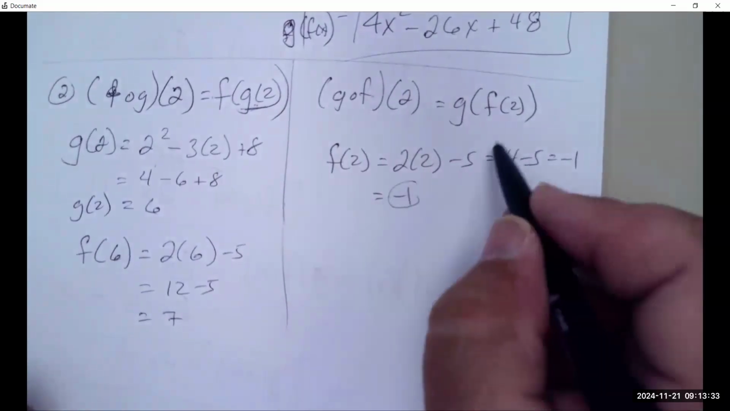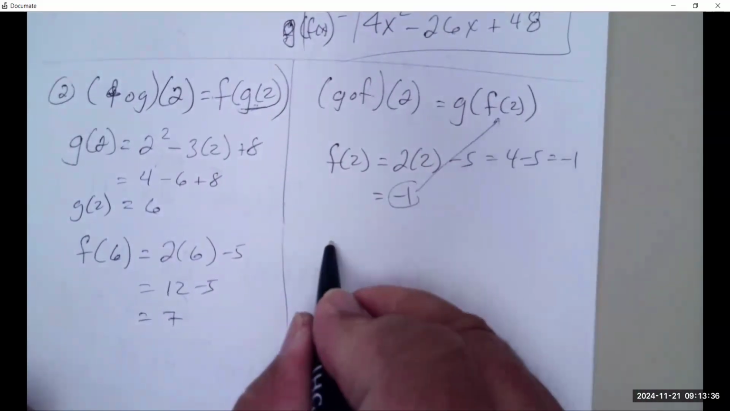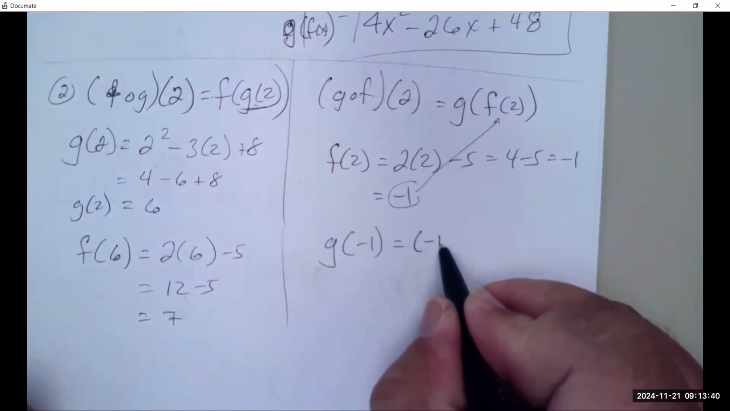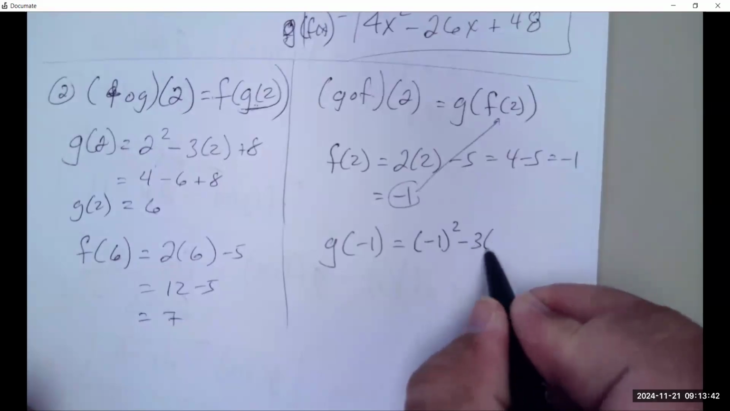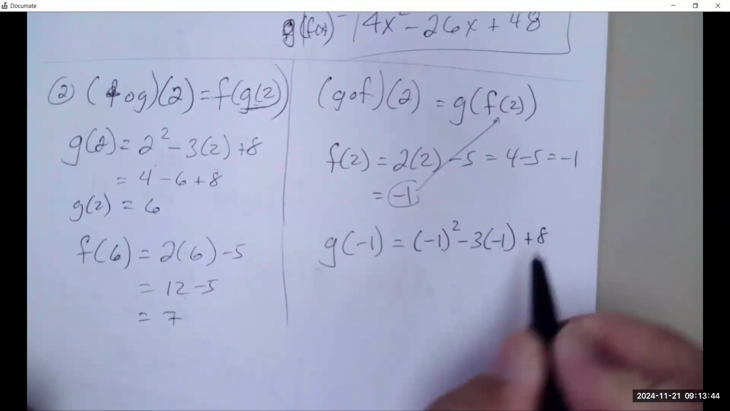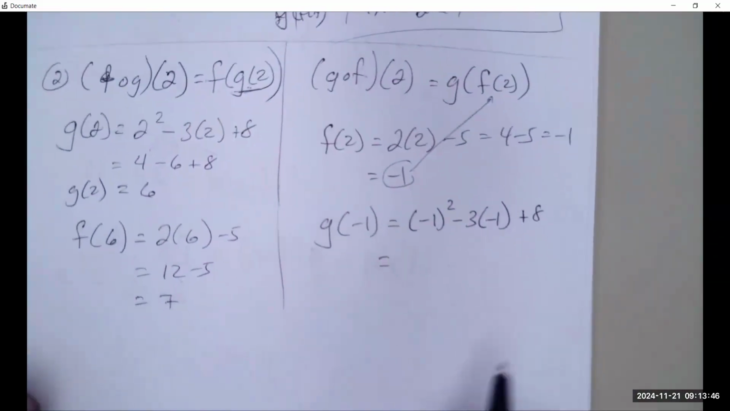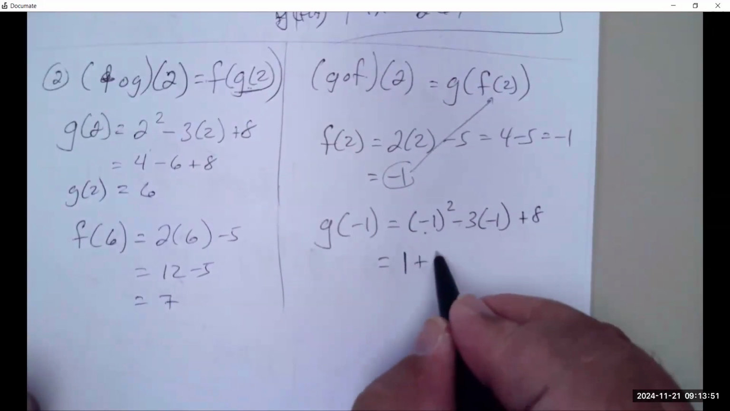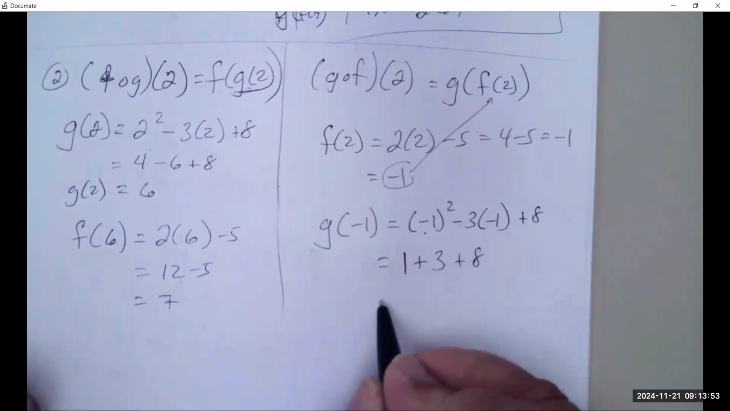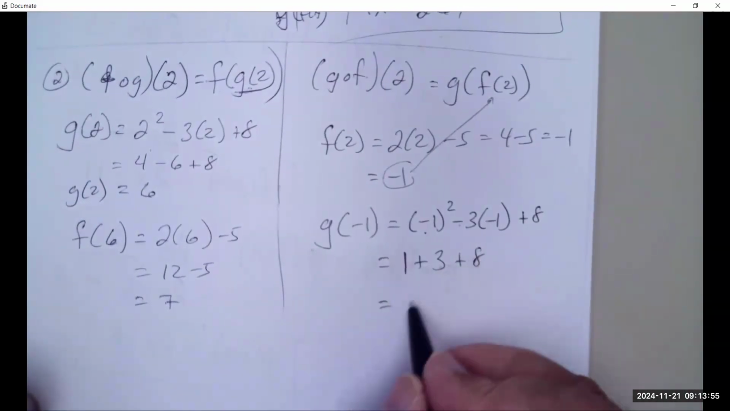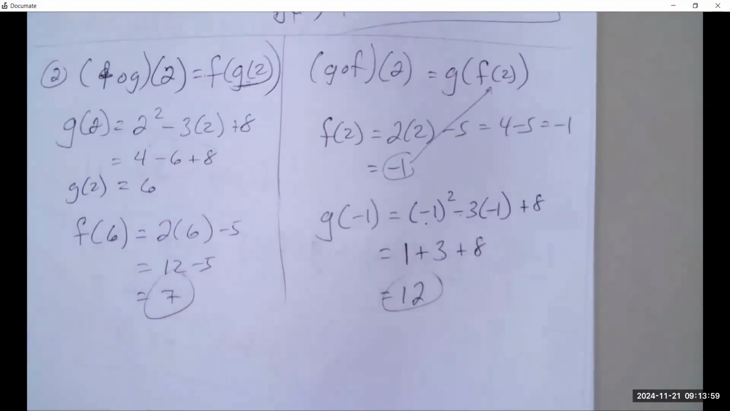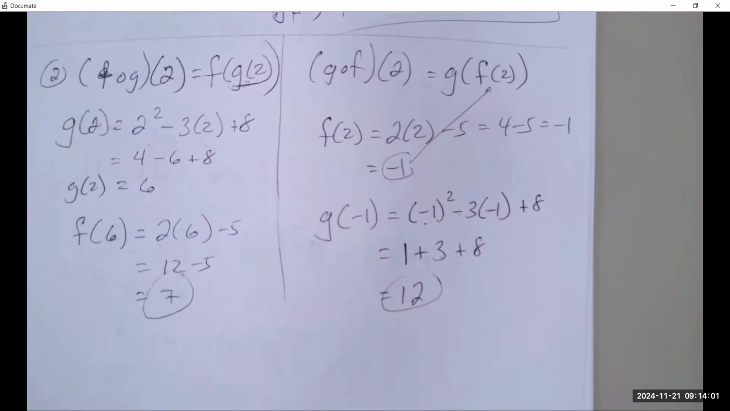So that's my input. That goes inside there. So I have G of -1, which makes it -1 squared, minus 3 times -1, plus 8. -1 squared is 1. Negative and negative is a positive 3. 11 plus 1 is 12. So it's much easier if you do it that way.